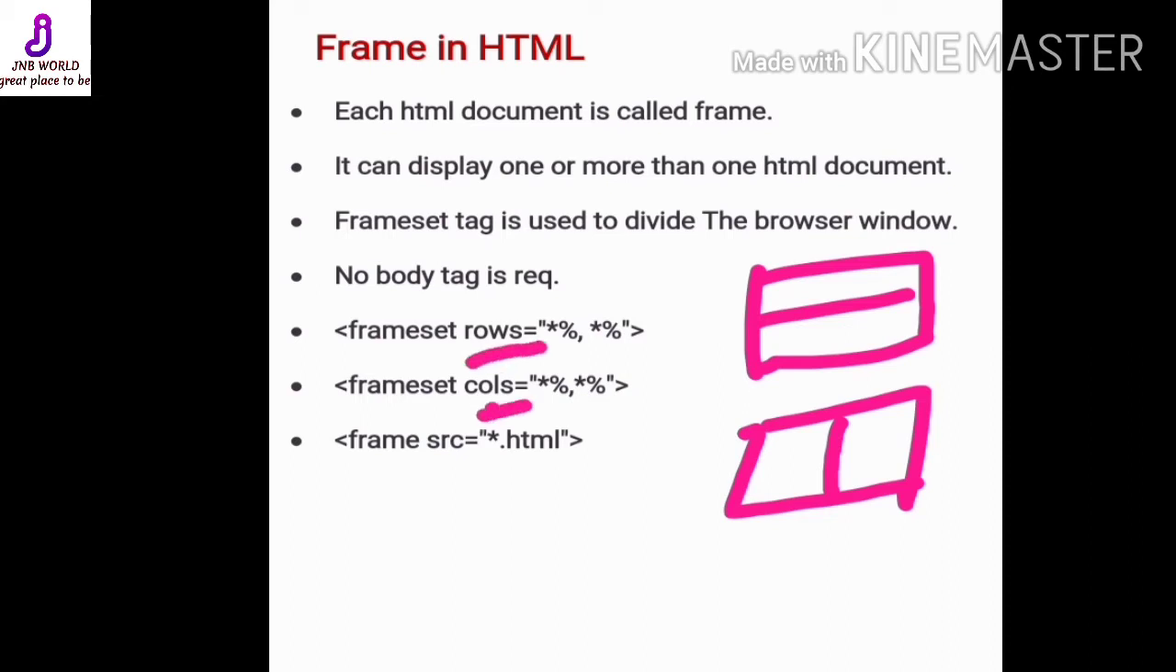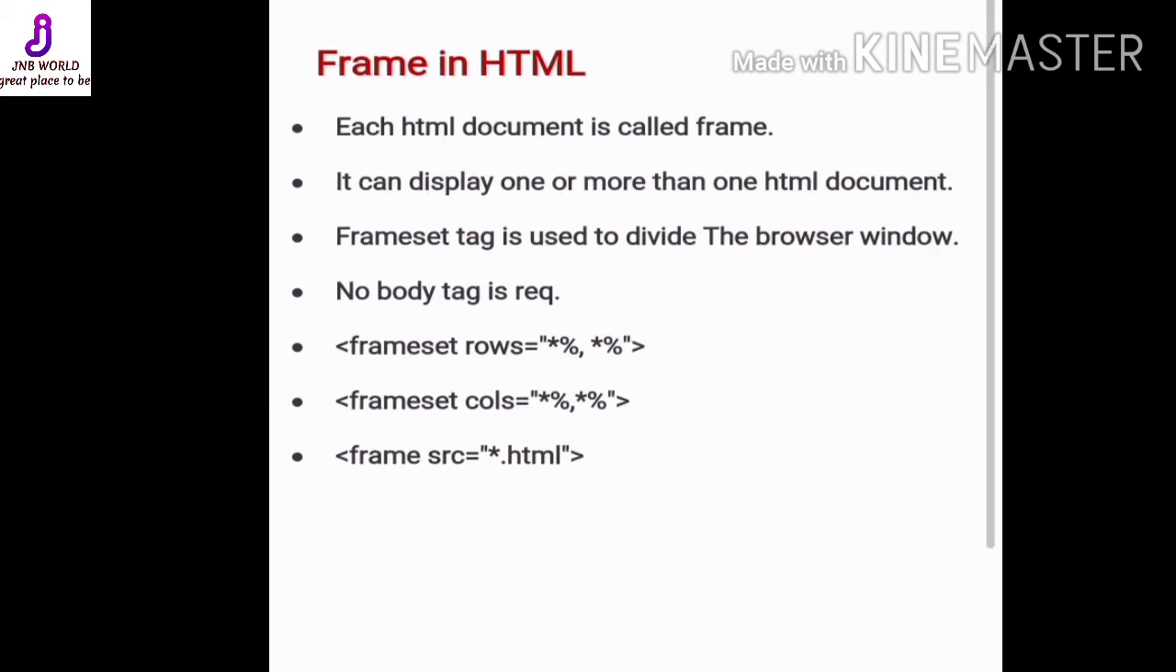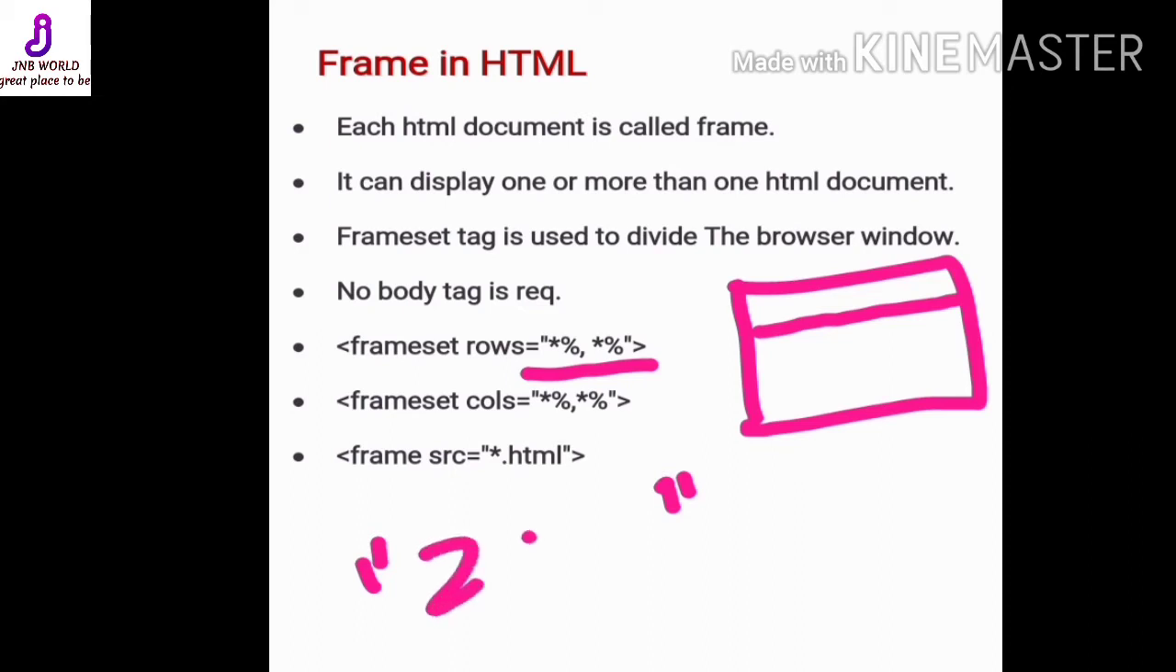For columns, we use the cols attribute, and we assume that the whole window is 100%. So if I divide the rows, you have to use rows like this. Say for example we divide like this. Within inverted commas, first is star percent, where we give the proper percentage, for example 20%, because it is small. Then comma, and the remaining is 80%, so you give 80% here.